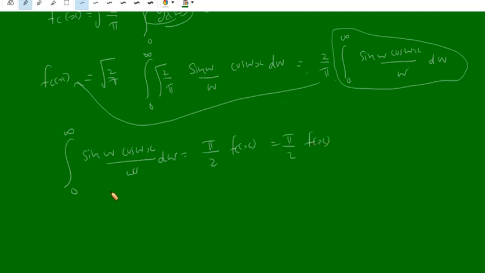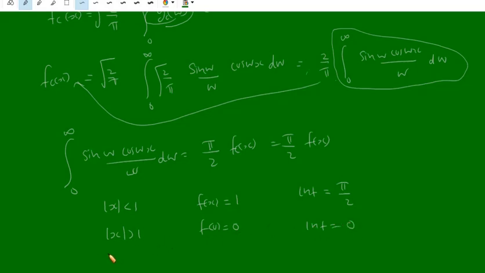Okay, now first part, if mod x is less than 1, then what is our f of x? F of x will be equal to 1 from our definition. So if f of x is equal to 1, what will be the integral? This integral will be equal to pi by 2. Okay. Now if mod x is greater than 1, then f of x is equal to 0. So then the integral will be equal to 0.